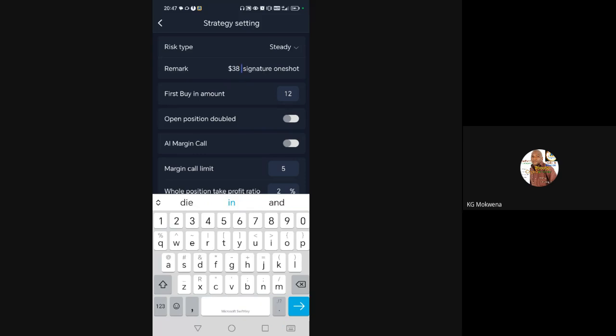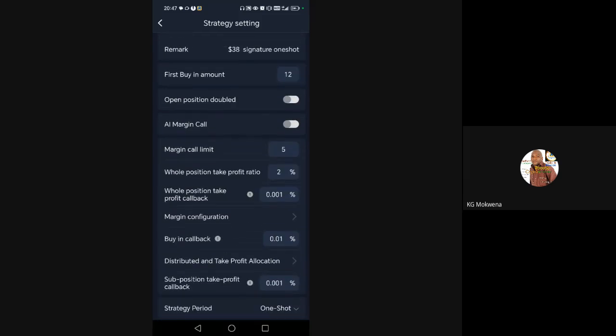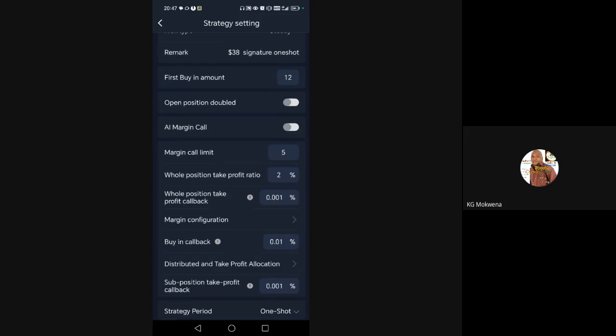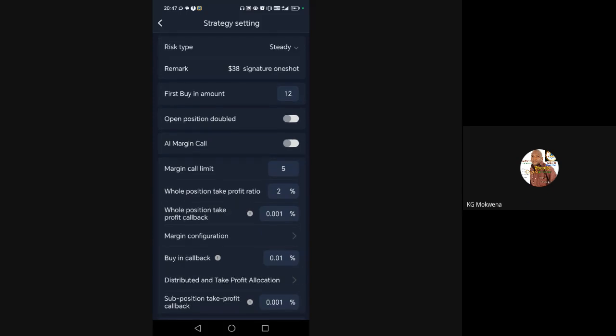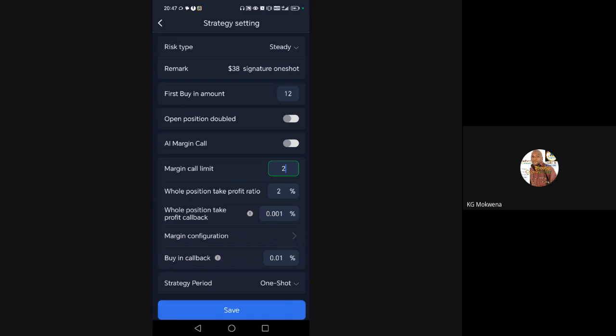38, beautiful. Now let's go to margin call limit. Let's put 2 instead of 5. Margin call limit. Where is that? Just use your eyes. Okay. Thank you. So there we put 2 times. Remember the first buying amount, $12, we took it out. We remain with 2.16. So now this is good.